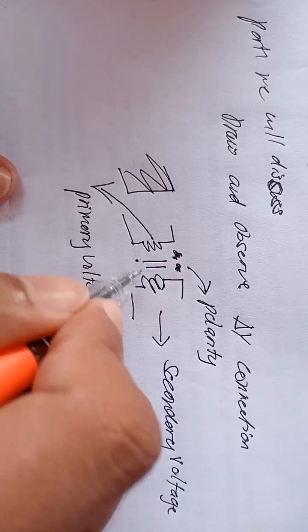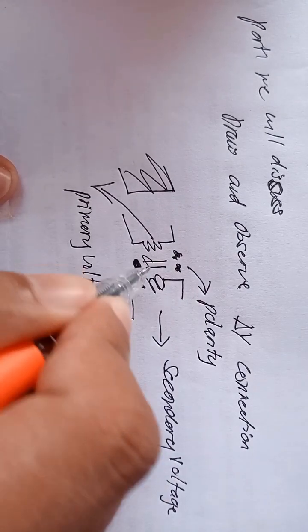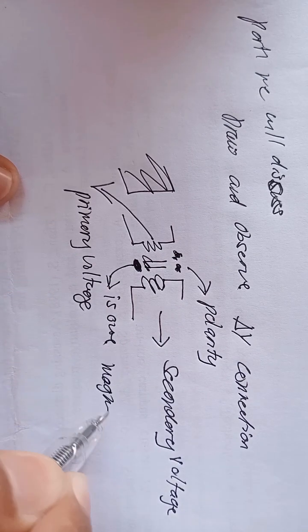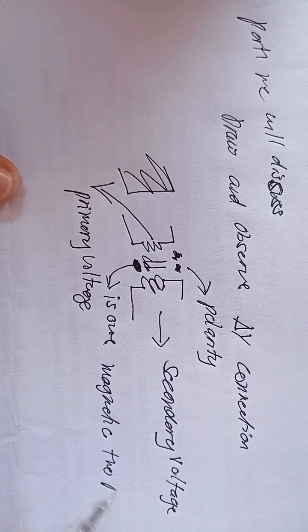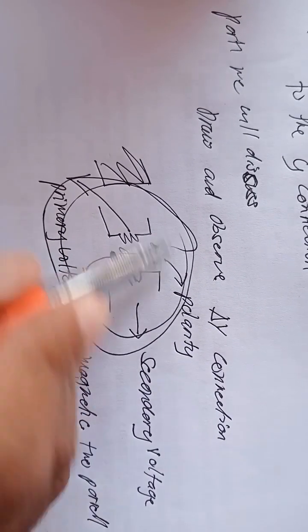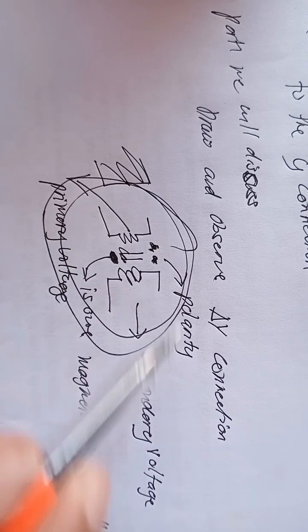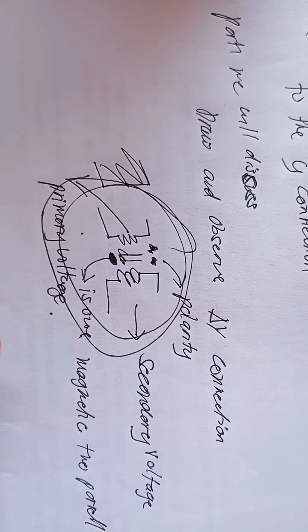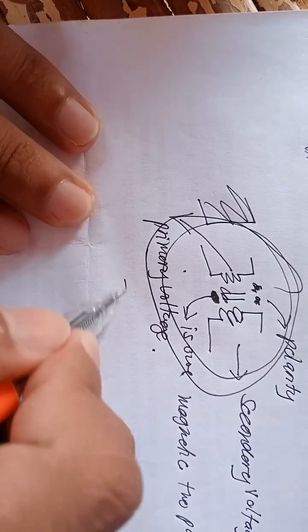Then these two parallel lines here are our magnetic core. So to make this three phase, we will add winding A and winding C. So it will look like this.